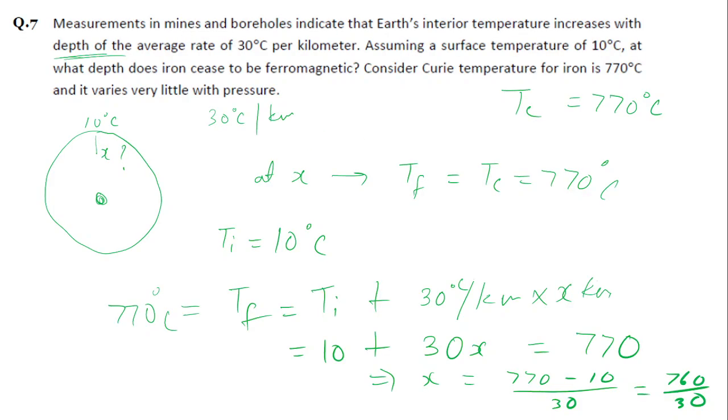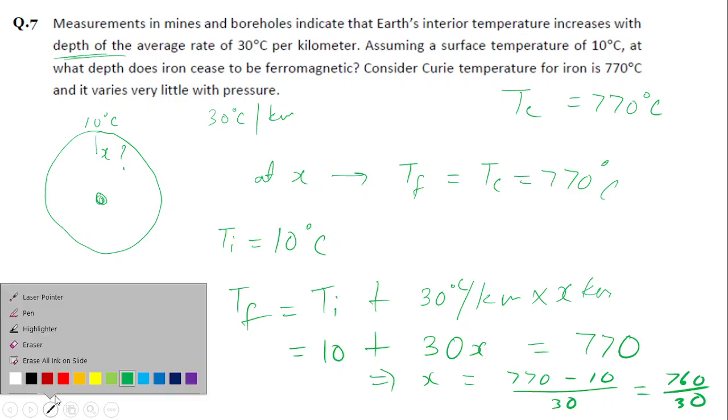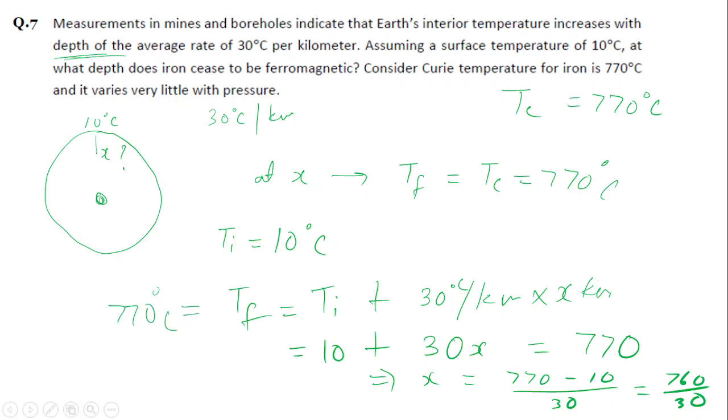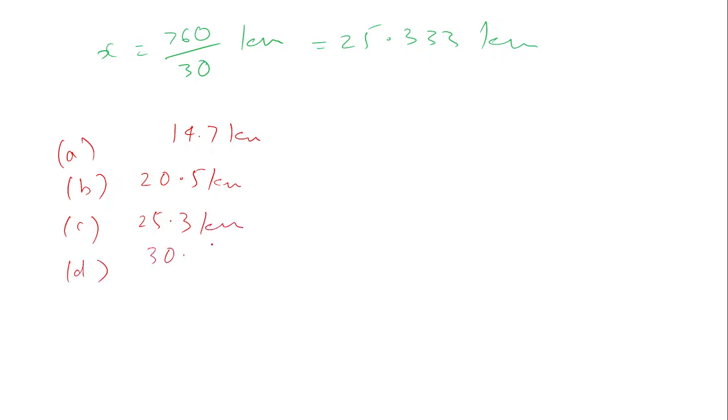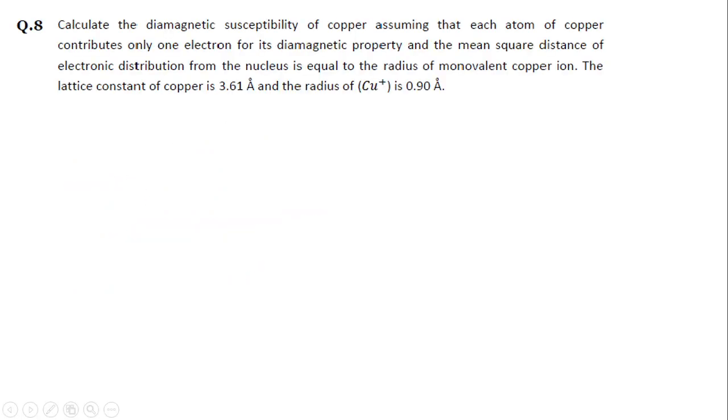Oh sorry, the options for this question, let me write here. The options for this question were: A, 14.7 kilometer; B, 20.5 kilometer; C is 25.3 kilometer, D is 30.6 kilometer. At what distance from surface will we reach 770 degrees centigrade? And the answer is option C. Okay, question number 8.